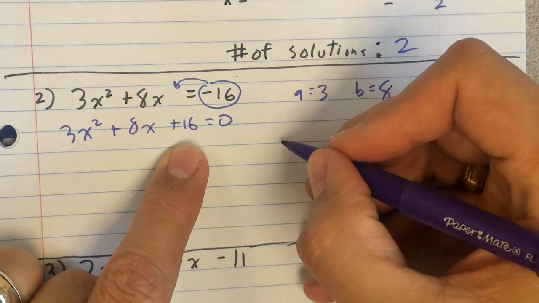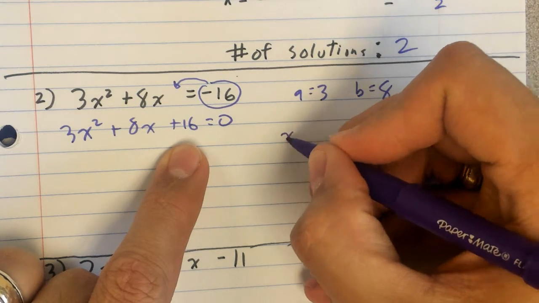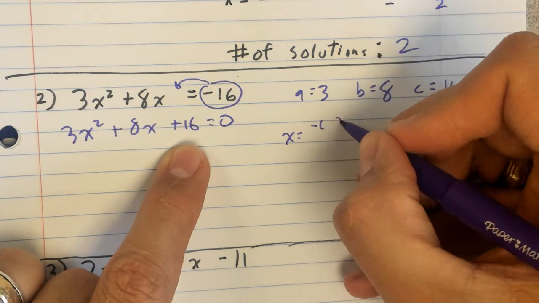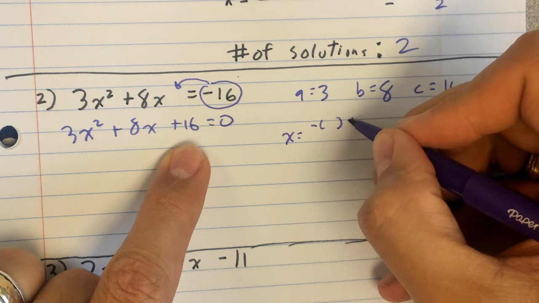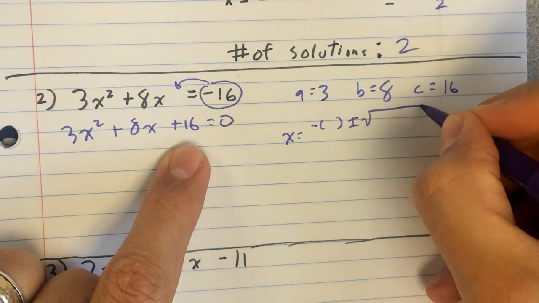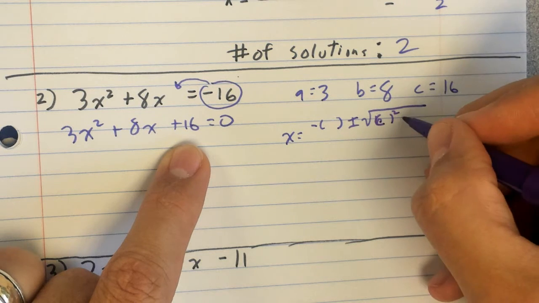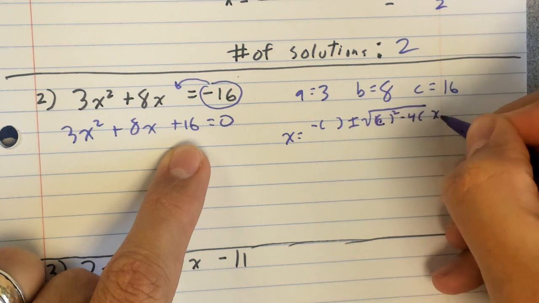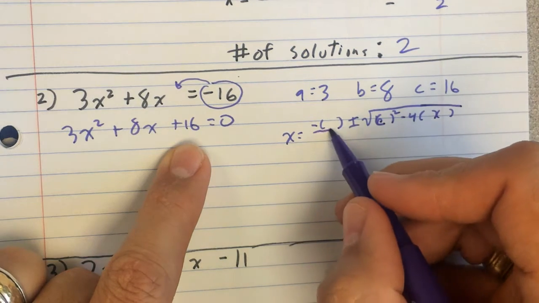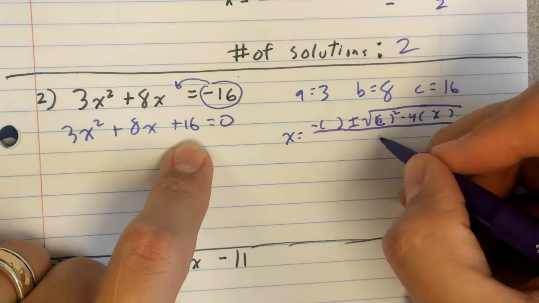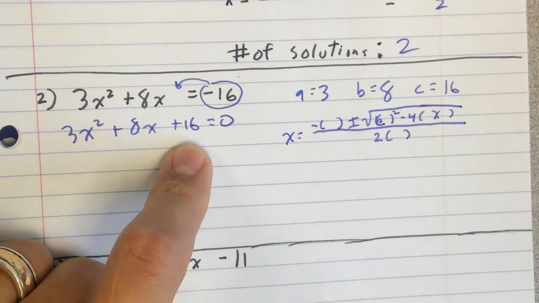Let's set it up. I'm going to need my quadratic formula. Quadratic formula is x is equal to negative b plus or minus the square root of b squared minus 4ac. And what I did is I tried to write it with parentheses instead of my a, b, c. All that's over 2a.